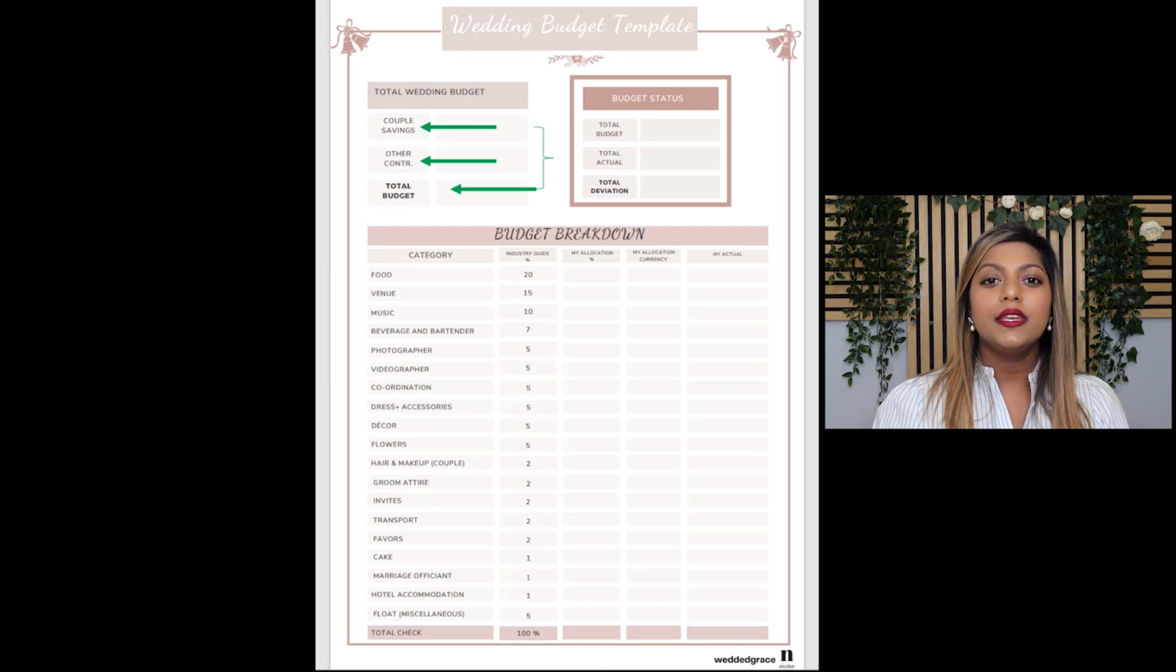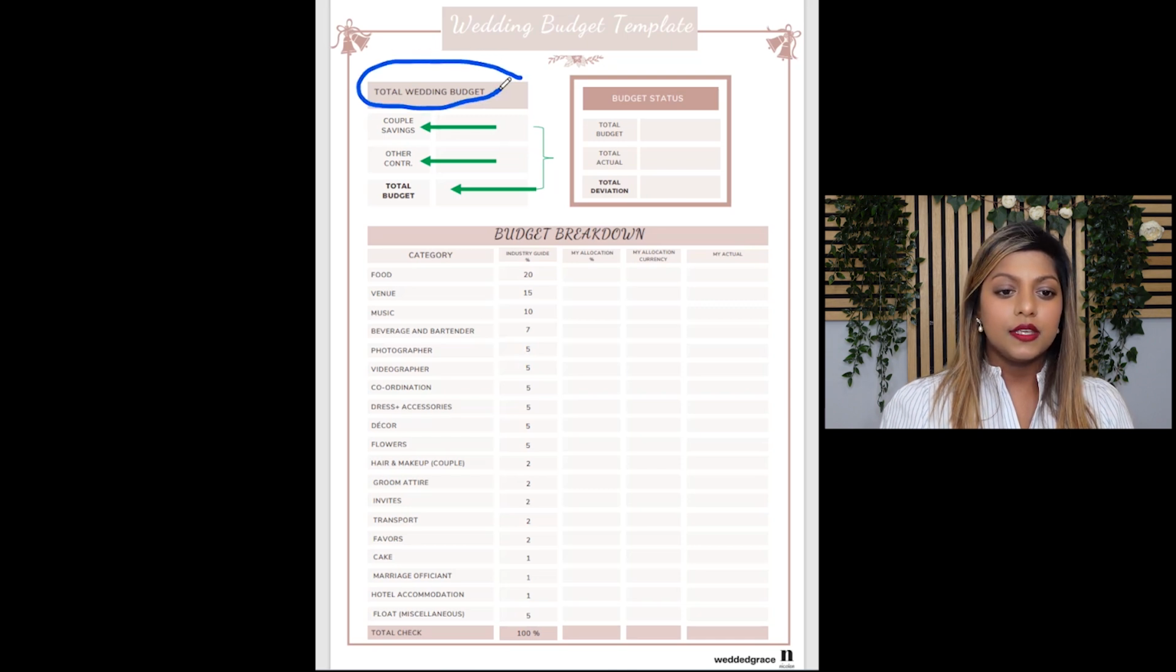Okay, so here is the first page of the budget template that I've provided you with. I'm going to be looking at my screen as we go through this together. Let's start off on the top left. Here we have something called the total wedding budget, and this is made up of two parts. It's your couple savings. Remember we spoke about this. It's how much you're putting towards your wedding. It might be savings, it might not, but it's your money that you're putting towards it.